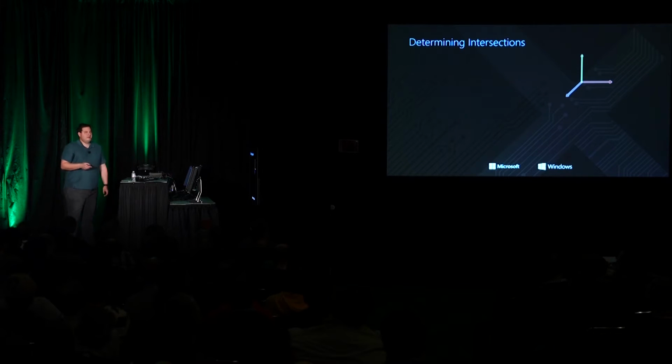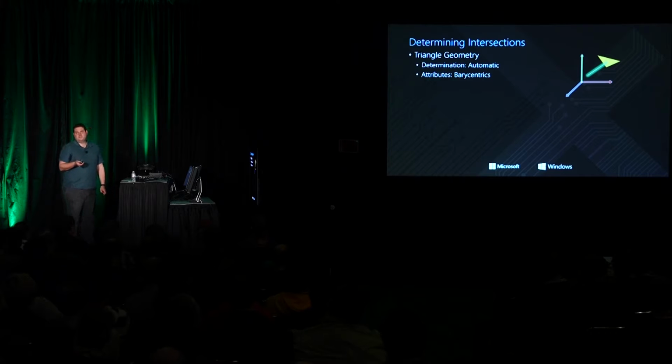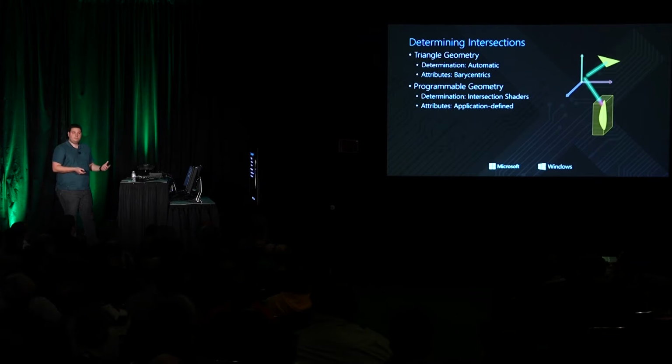So once you've called trace ray, how are intersections determined? Well, this depends on the type of geometry that you've specified. So for a triangle geometry, the determination of intersections is automatic. It's what you would expect. If the ray intersects the triangle, then it triggers an intersection. The attributes themselves you get back within the shaders are the barycentric coordinates of the intersection. There's no built-in interpolators, but using the barycentric coordinates, you can look up into an SRV buffer and do the interpolation yourself.